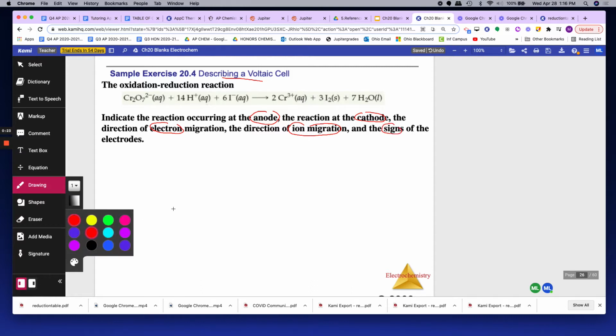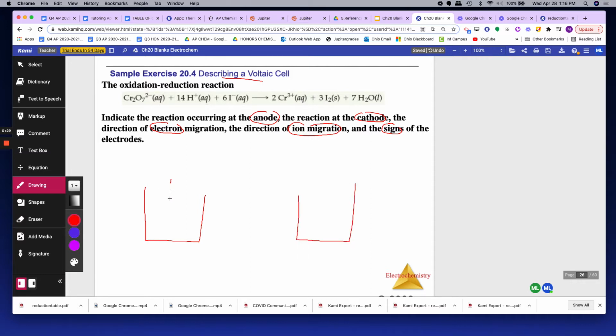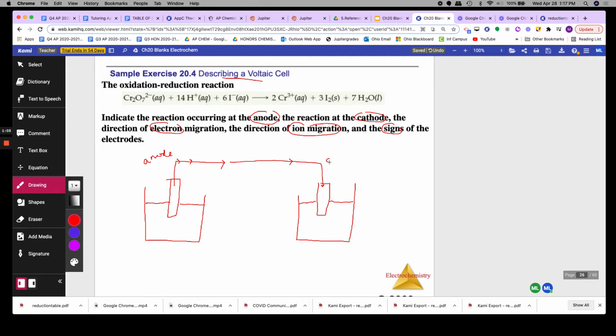So what I'm going to do is draw my two beakers. I'm going to put a piece of metal in each one, not specifying exactly what it is, and an aqueous solution in each. Then I'm going to make my electrons go to the right. I know you can make it go to the left, but I like making it go to the right, so it's easier. Electrons always flow from the anode to the cathode, A to C, okay?